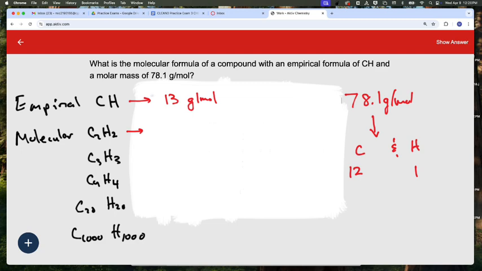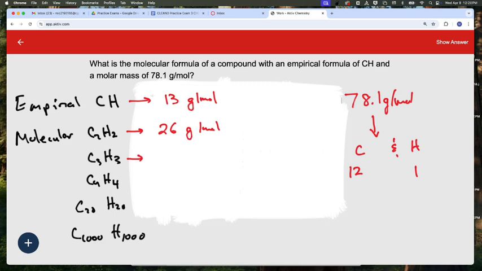Well, I have 2 carbons and 2 hydrogens. So I can go through and do all that math or realize what I did to go from CH to C2H2. Multiplied by 2. So my math is 26 grams per mole. Is 26 equal to 78? No. So then what do I do?